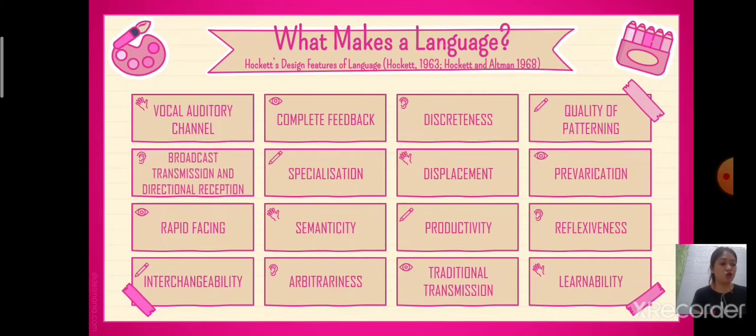Language can be used to talk about language itself. And learnability. We are able to learn language. So humans have the ability to learn new languages and to create new languages.